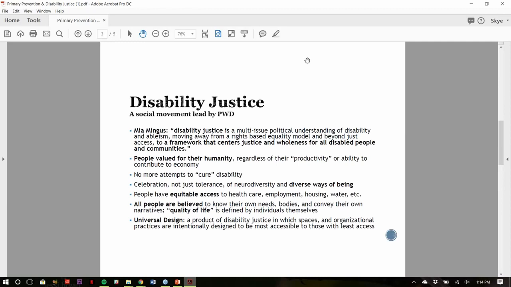So some ways that I wanted to make this really concrete for people in thinking about what disability justice looks like might be, like I mentioned earlier, people actually being valued simply for their humanity, regardless of their ability to be, quote, productive or contribute to our economy. In other words, somebody who is unable to work is not less valuable as a person than somebody who is able to work multiple jobs or something like that.